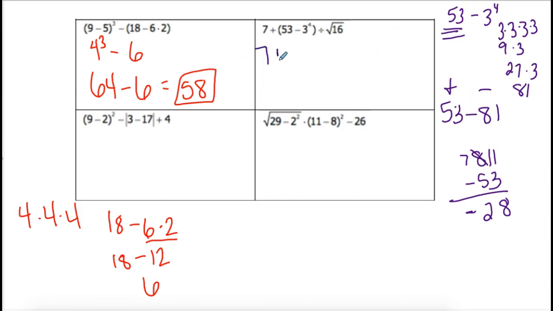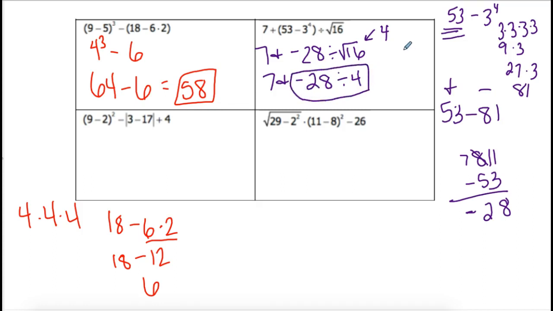So 7 plus negative 28 divided by the square root of 16. The square root of 16 is 4 because 4 times 4 gives me 16, so that's why that's the square root. We get 7 plus negative 28 divided by 4. Negative divided by a positive is a negative, so we get 7 plus negative 7, which is 0. Nada, nothing. Okay, let's keep going.